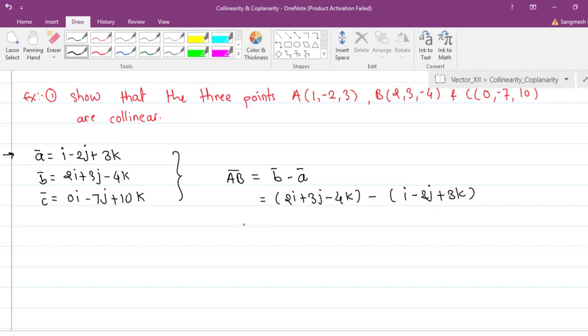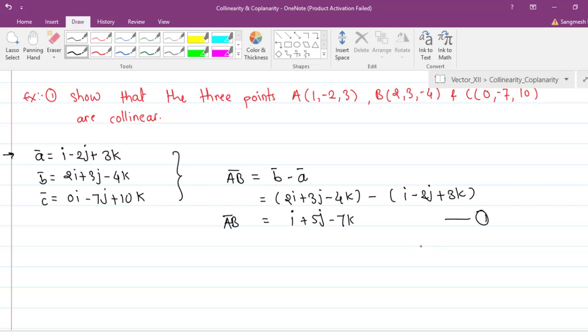Now if you open the bracket, you will get 2 minus 1 is 1, which is i. 3 minus minus 2, which is plus 2, gives 5, so it is 5j. And minus 4 minus 3 is minus 7k. So AB bar equals i plus 5j minus 7k. This becomes my AB bar, equation number 1.